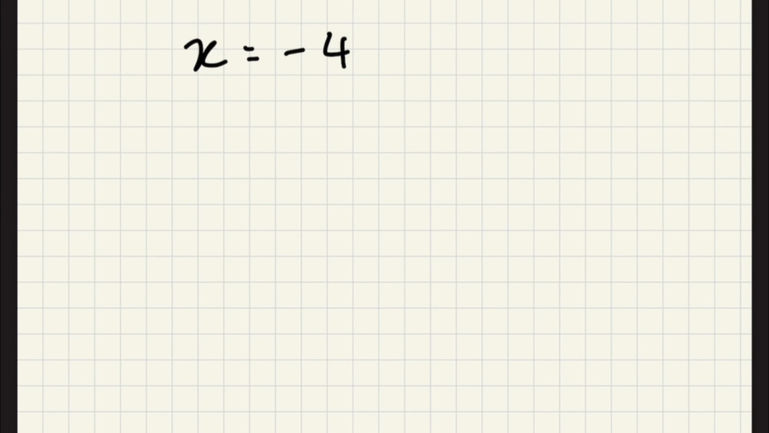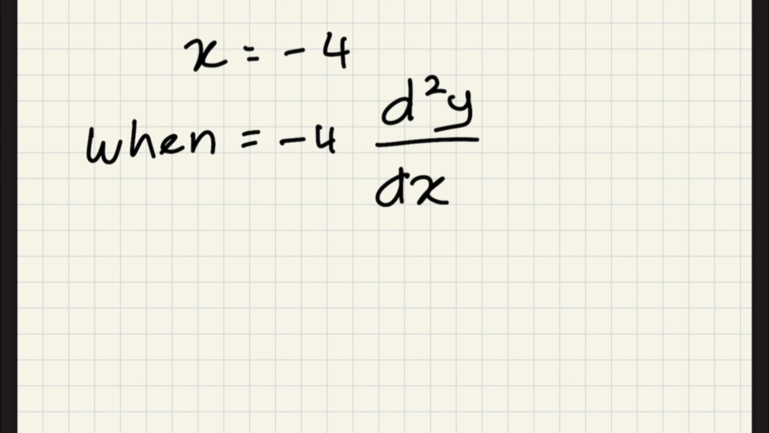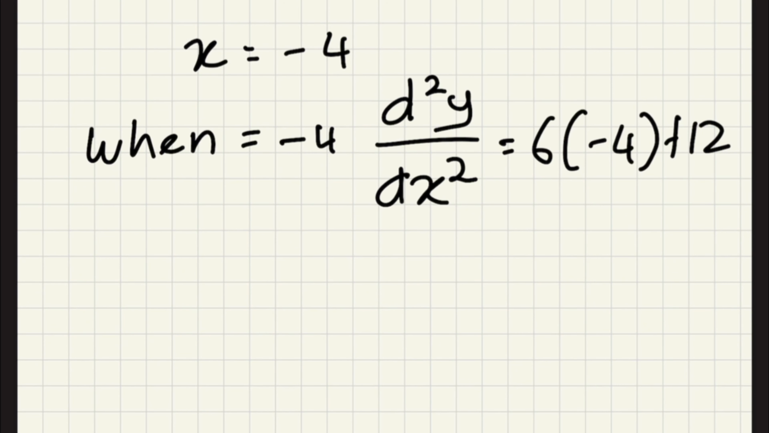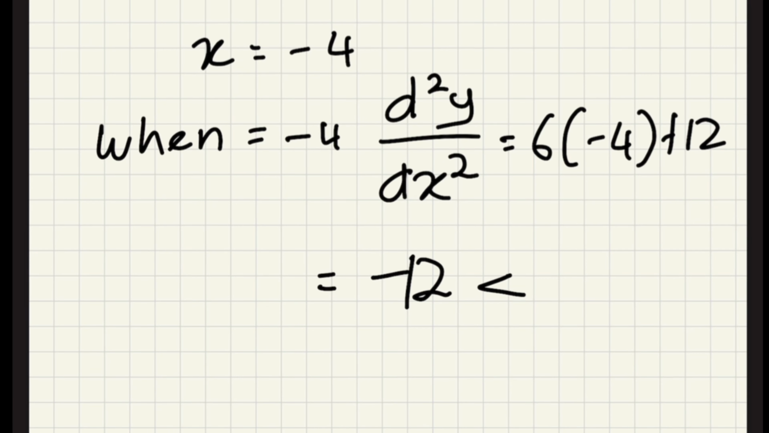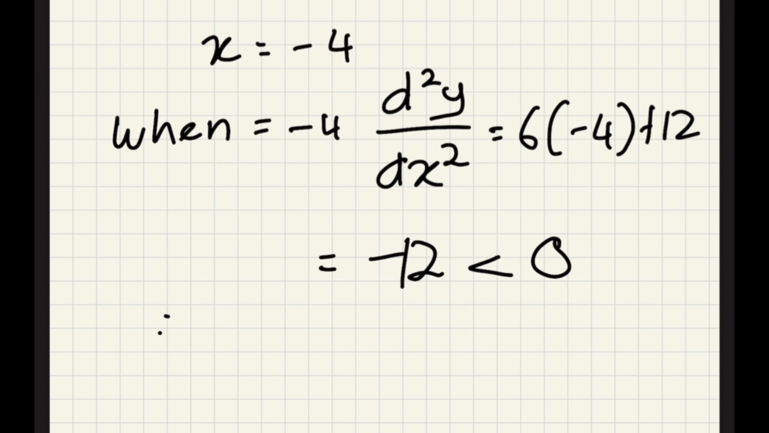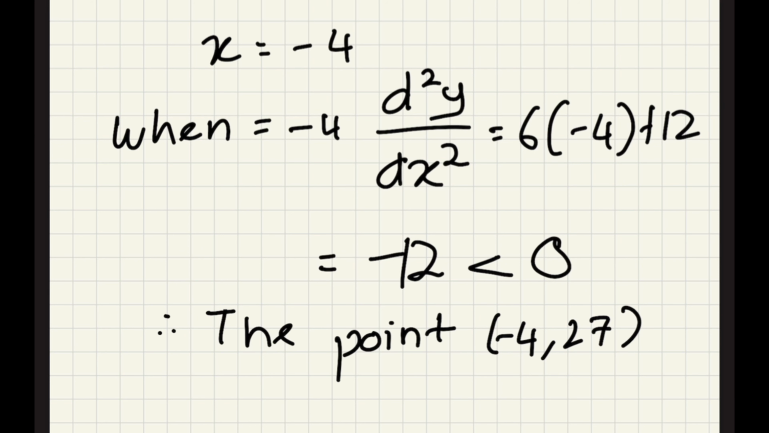So when x equals negative 4, d squared y over dx squared is 6 times negative 4 plus 12. So the answer will be negative 12, which is less than 0. That means the point with coordinates (negative 4, 27) is a maximum point.